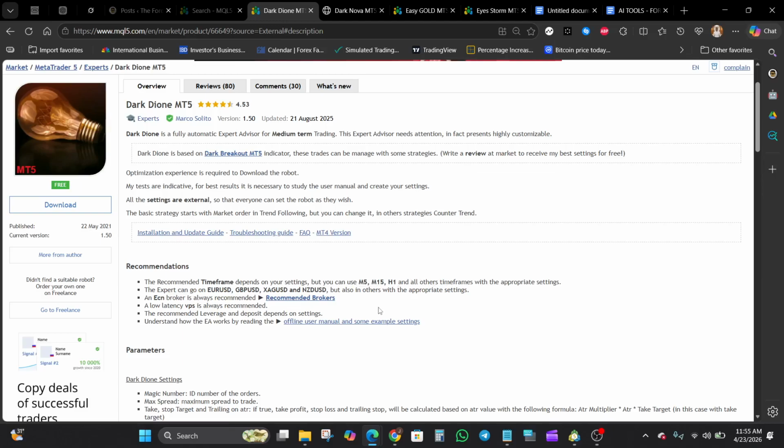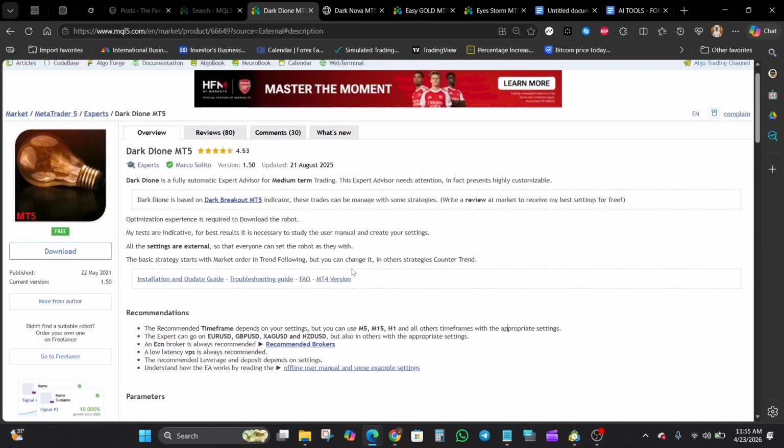But one thing the developer makes very clear is that this EA requires optimization experience. So even though it's free, it's not beginner friendly. You need to understand how to configure it properly to get consistent results. Now let's break down how this EA actually works.